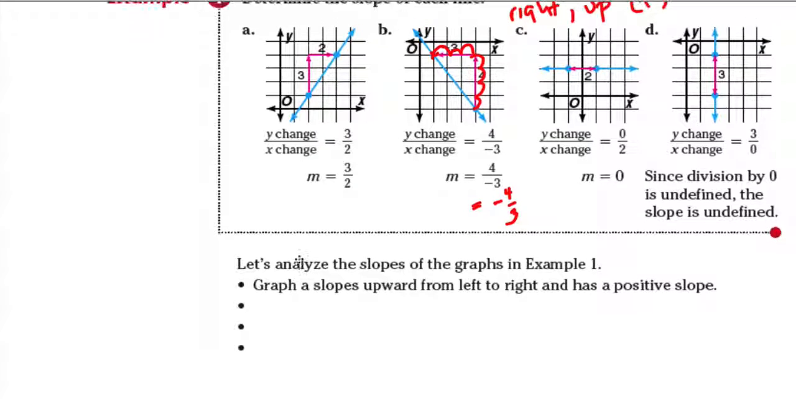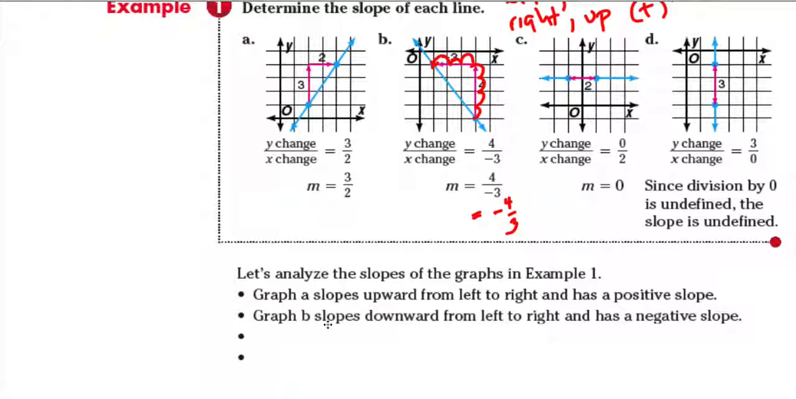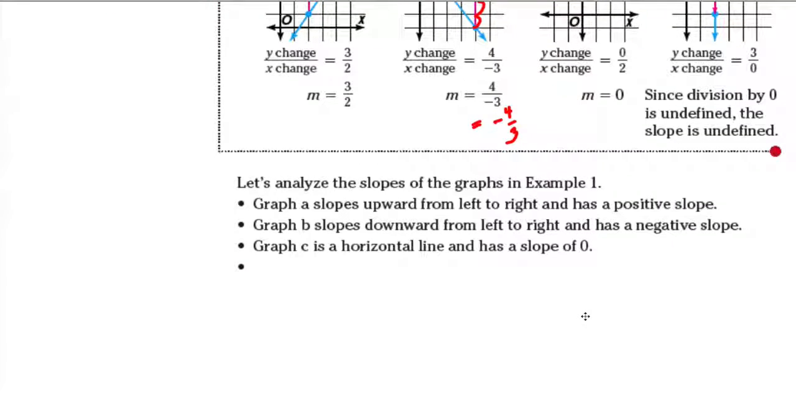Graph A slopes upward from left to right and has a positive slope. So every single time you see a line that's sloping upward, it's always a positive slope. Graph B slopes downward from left to right and has a negative slope. Graph C is a horizontal line and has a slope of 0. All horizontal lines will have a slope of 0. And graph D is a vertical line and its slope is undefined.